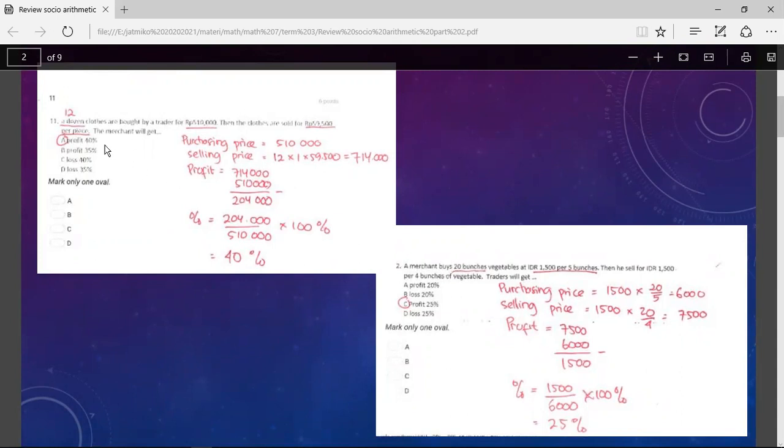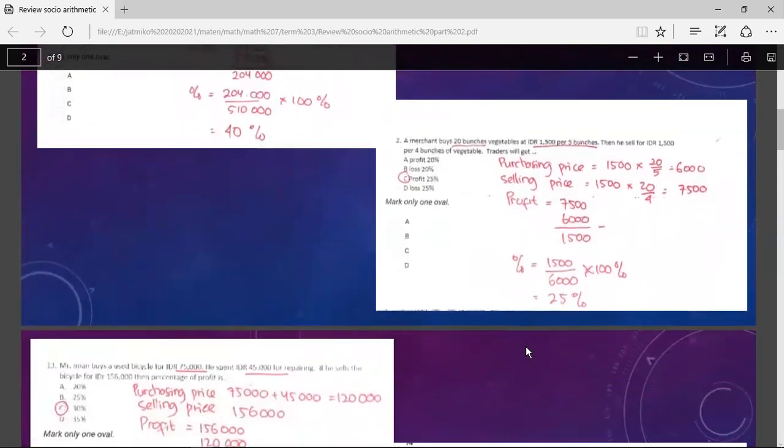And then if we want to find the profit in percent, we have to divide it by the purchasing price. So 204,000 divided by 510,000 times 100%, equal to 40%. So you can see here, to find the percent of profit, we divide by the purchasing price. This is the basic rule, because you will get a different answer if you divide it by the selling price. So the answer is 40%, A.